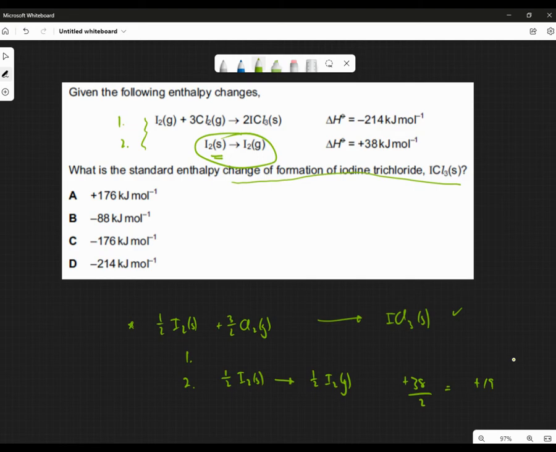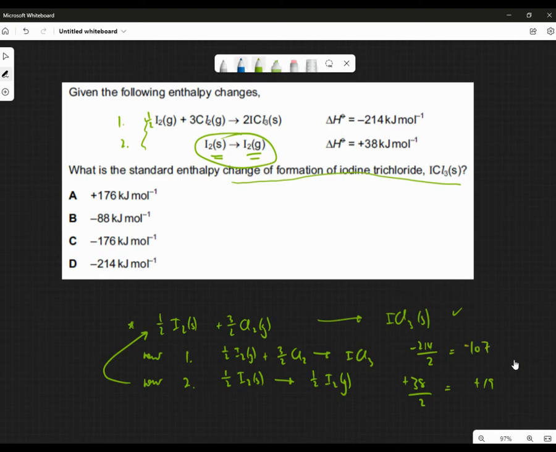All right, let's do number 1. Well, I know when I add my new number 1 and my new number 2, they have to add together to give this. Okay, so I've got half an iodine gas, so I want this as a half as well. So I'm going to times the top one by a half as well. Half iodine gas plus 3/2 chlorines gives ICl3, and this is minus 214/2, which is 107, minus 107, isn't it?